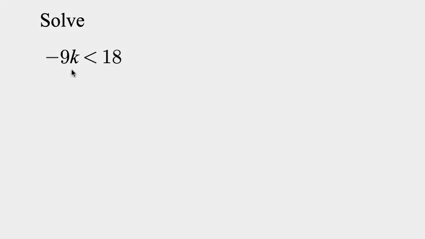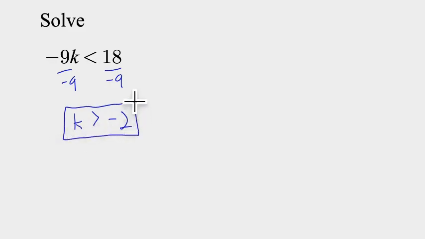Here we have negative 9k is less than 18. Now here's where we need to remember one very important thing. When we multiply or divide both sides by a negative number, like we're doing here, the inequality switches directions. So notice it went from less than to greater than. This was a one-step solution, so we're done here. So we have k is greater than negative 2. So when we multiply or divide by a negative number, the inequality switches directions.